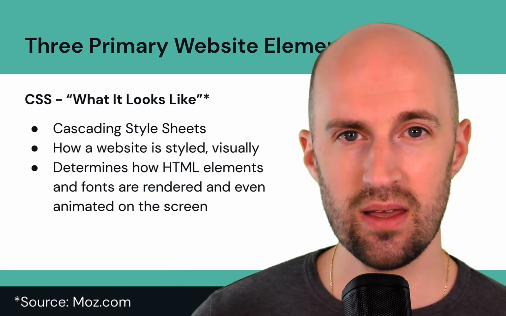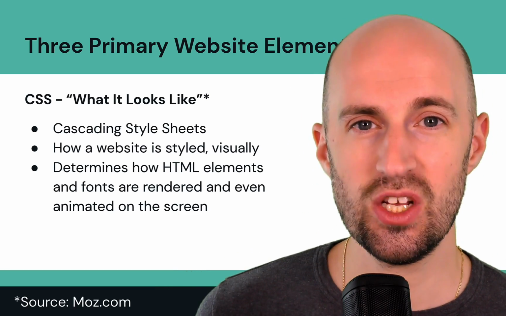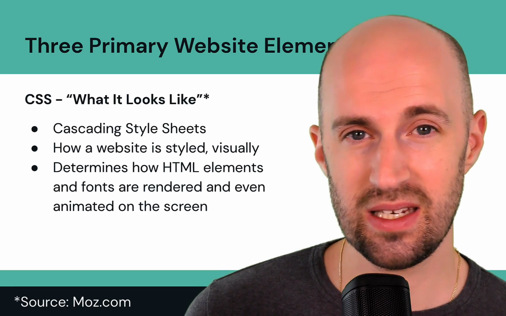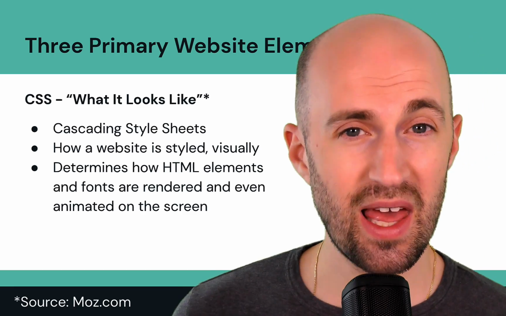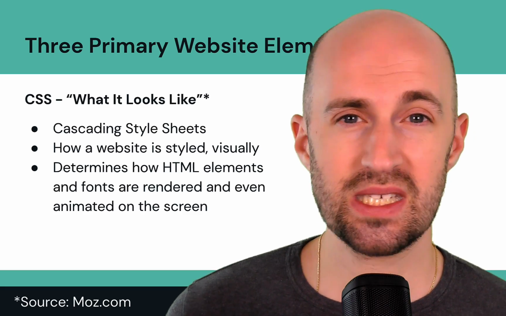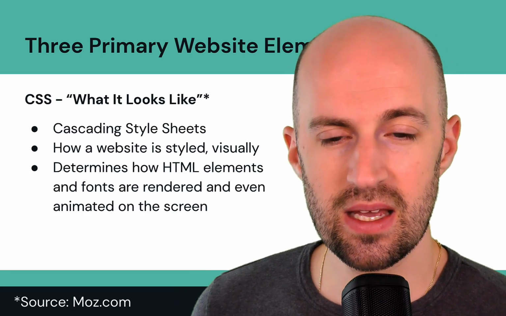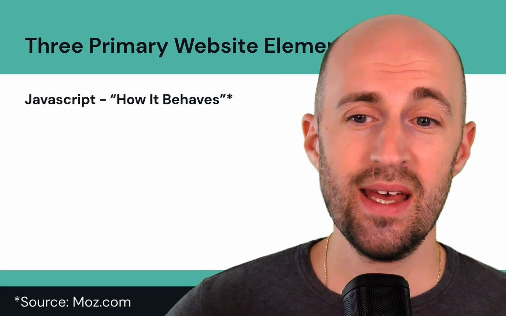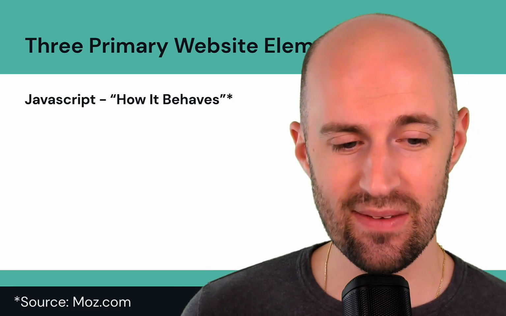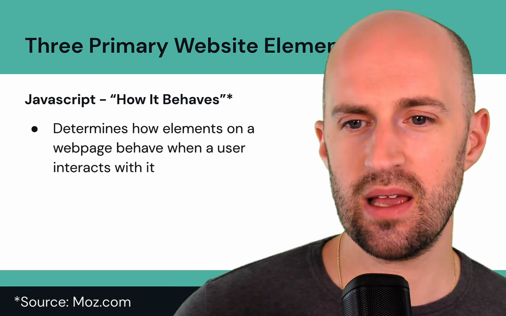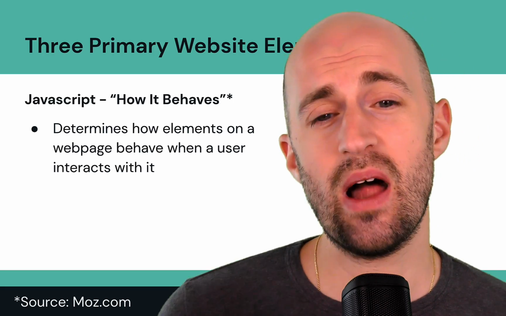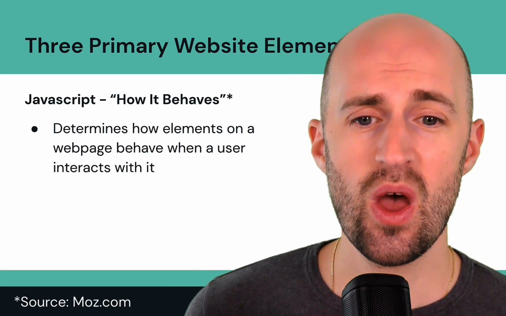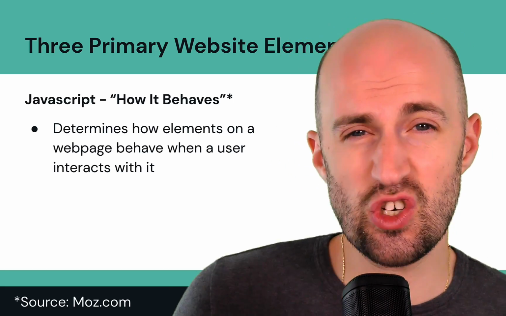So let's say you have a heading on your page, and CSS can basically determine how large that is, what color it is, what font it is, where it's placed, how it moves when you resize the window, all of these things. And third is JavaScript, how it behaves. So JavaScript is, again, another type of programming language, a scripting language, and it determines how elements on a website behave when a user interacts with them. This is the interaction layer.